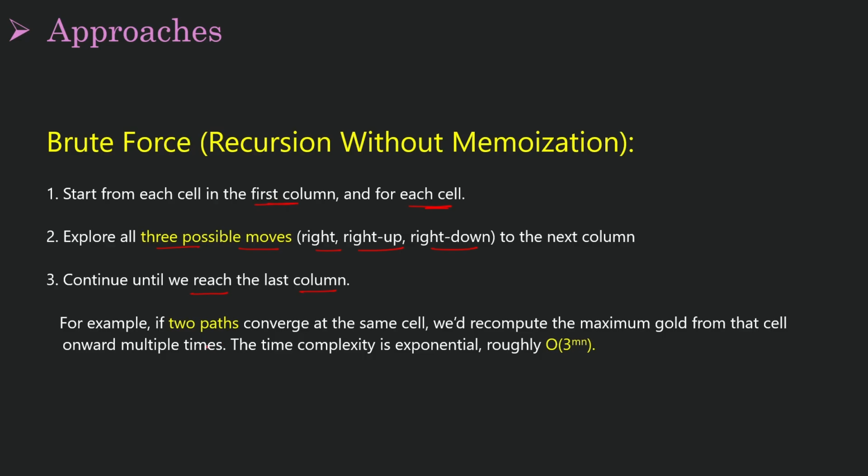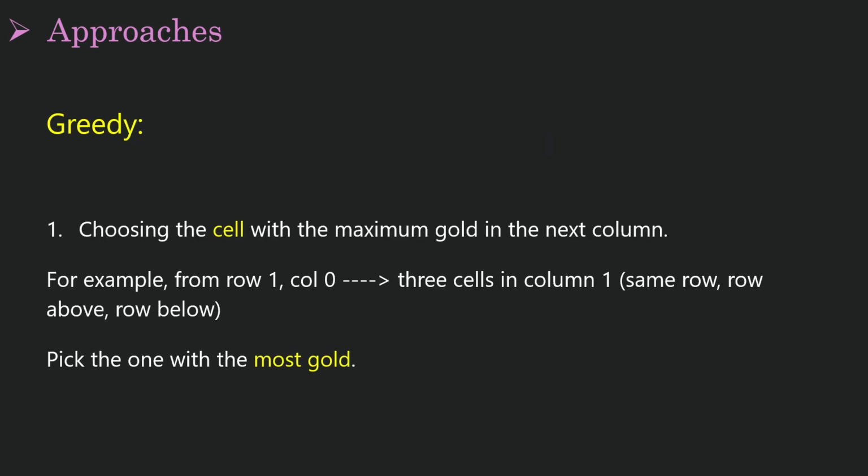However, this approach leads to a lot of overlapping subproblems. For example, if 2 paths converge at the same cell, we'd recompute the maximum gold from that cell onward multiple times. The time complexity is exponential, roughly O of 3 to the power m times n, since each cell branches into 3 possibilities, and we have m times n cells. That's way too slow for large grids.